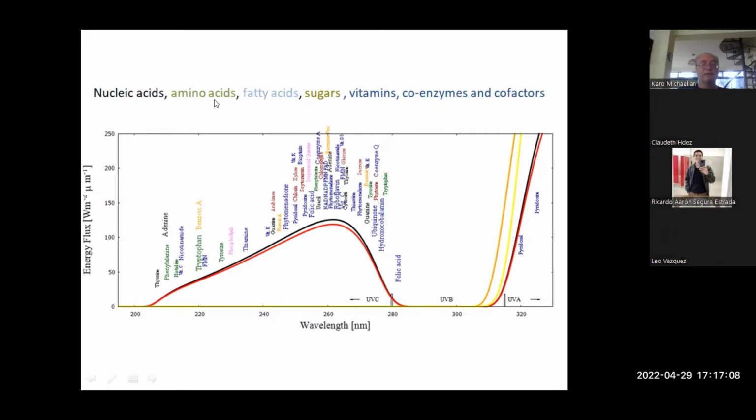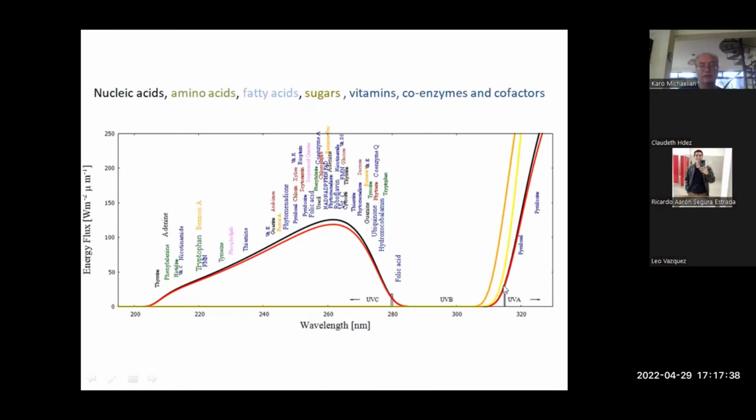If we plot their maximum absorption, some of them have two peaks of maximum absorption, so we plot the two peaks. So some of them appear twice because of their two-peak absorption. But most of them fit very nicely around this spectrum which was arriving at the Earth's surface at that time. And we see a gap where we don't find any fundamental molecules absorbing at all in this UVB range.